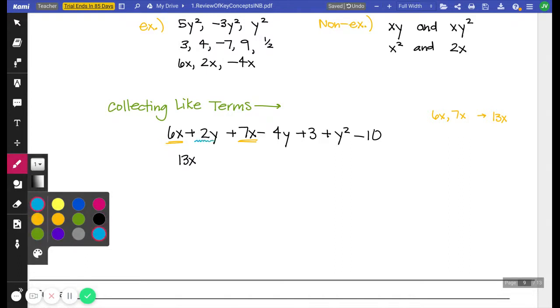2y. 2y is like terms with minus 4y. So 2y minus 4y. 2 take away 4 is negative 2. When you collect like terms, the result is also a like term. So the exponent doesn't change. 3. Positive 3 minus 10. 3 take away 10 is negative 7. So then in my answer, I'm writing negative 7.